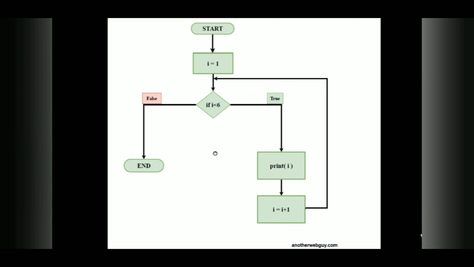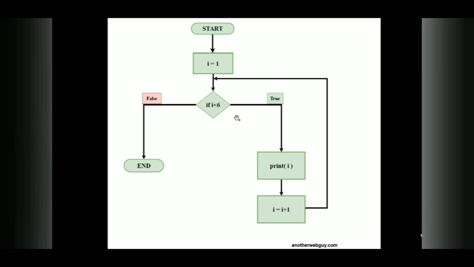First we start with the program and we have defined a variable I whose value is 1. And here the condition block, we are checking whether I is less than 6 or not. If yes, the compiler will follow this path.